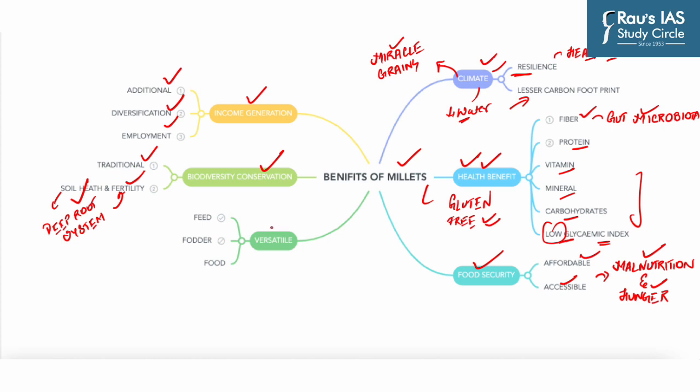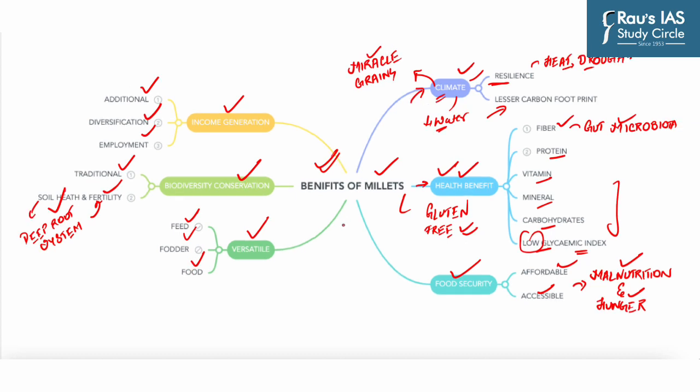And the next benefit is versatility. Now, how is it a benefit? Because it can be used as feed and fodder for animals and food for human beings. It can be used in a variety of dishes, from breakfast to dinner and even snacks and desserts.